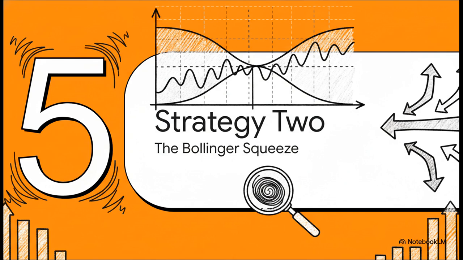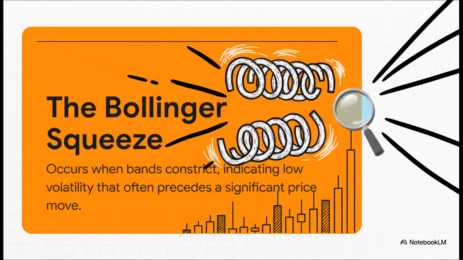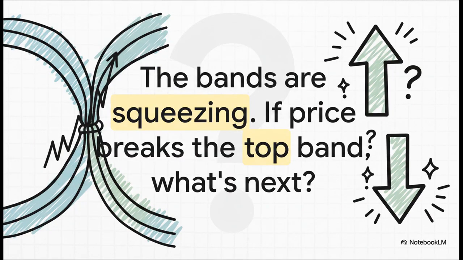And this one builds directly on that idea of reading volatility. It's called the Bollinger Squeeze. So a squeeze is exactly what it sounds like. It's when the bands get really, really close together, squeezing the price. This tells you the market is super quiet, but it's often the calm before the storm. A squeeze often comes right before a huge breakout. So, when you see this tight squeeze, you know a big move is probably coming. The only question is, which way?